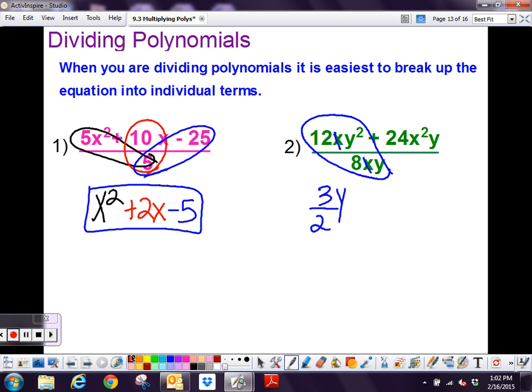Now I'm going to look at the second group. So I have 24 divided by 8. So that's 3. I have an x squared and an x. I know I marked that out before, but I need that back for the second part. So I have x squared and x. That leaves me with 1x. And then my y's are going to cancel out. So our answer here is 3 over 2y plus 3x.